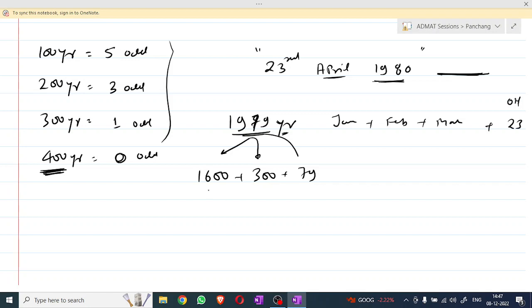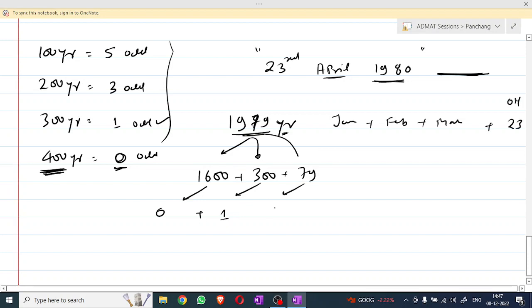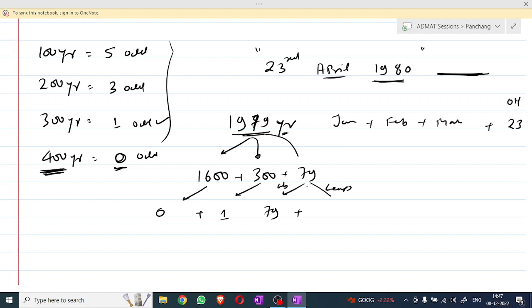Now I will go for shifts. 1600 years offer me zero shift. Look at this. 300 years offer me a shift of plus 1. Now 79 offers me 79 days extra. Observe, AB plus leaves. So what is the multiple of 7? What is the multiple of 4 that comes here? 79 is closest to 4 into 19, which is 76. There have been 19 leap years so far.